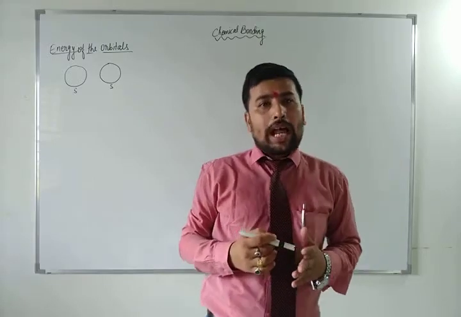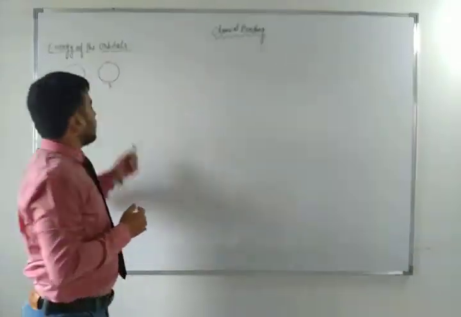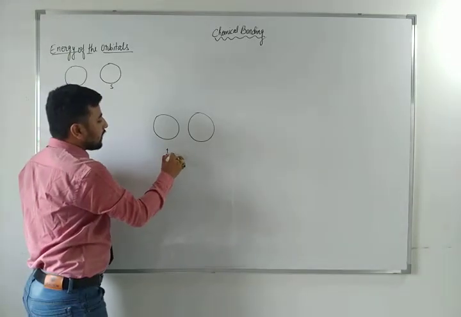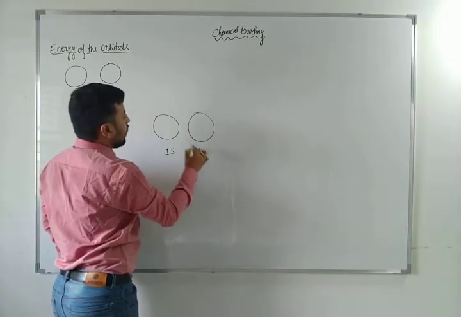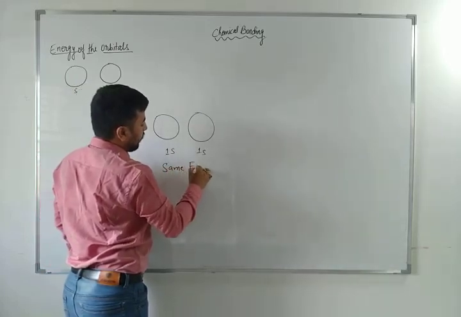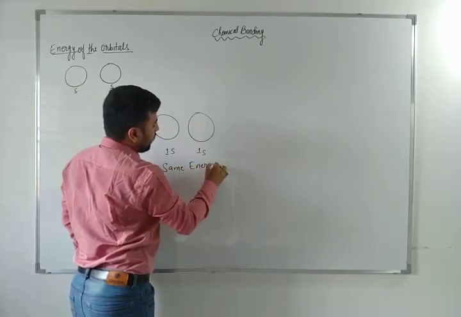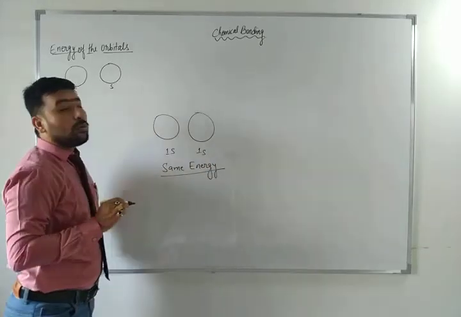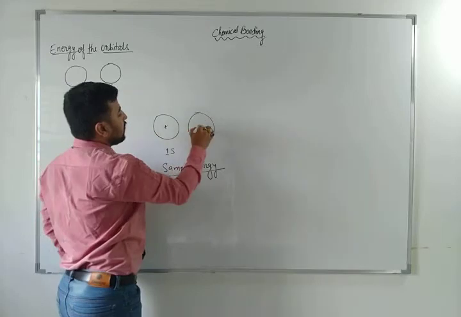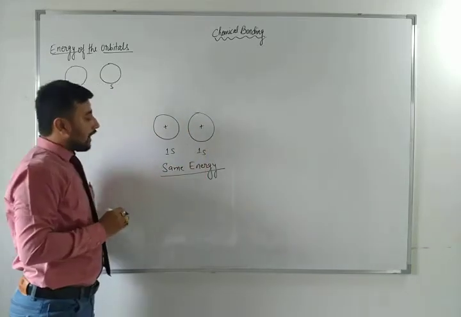Why will they do overlapping? Now just listen. Both these s orbitals have the same energy. Means this is also 1s, this is also 1s. Both are having the same energy. Got it? What are both having? Both are having the same energy. This is the nucleus of this atom. This is the nucleus of this atom.